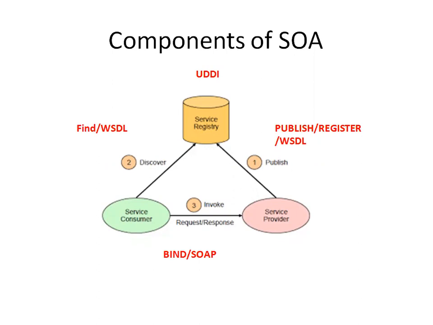In this video, we are going to discuss the components of SOA. There are three main components. The first one is service consumer or service requester. The second one is service provider. Third one is service registry.